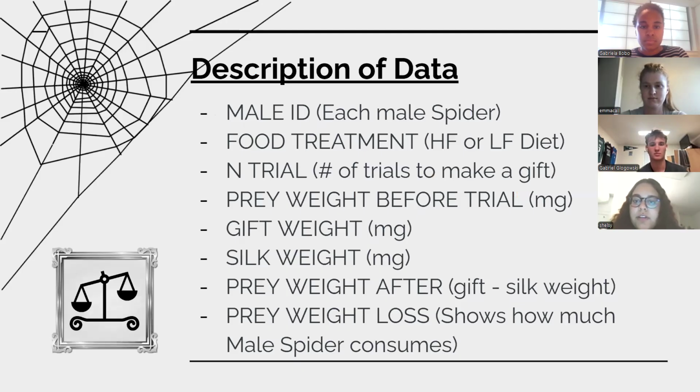So some description of our data, we have a male ID for each male spider, and then we have the food treatment. In this case, we use high food and low food diet, the number of trials to make a gift, the prey weight before the trial, gift weight, silk weight in milligrams, and then we tested the prey weight after, so gift minus silk weight, and then the prey weight lost. So it shows how much the male spider consumes.